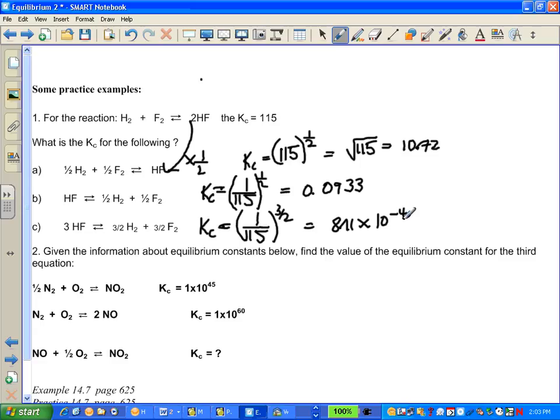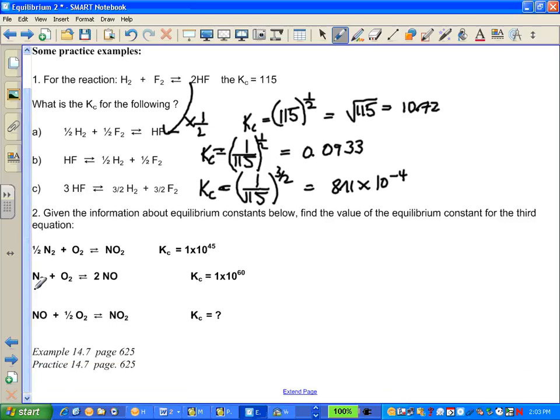So those are some straight manipulations, and it is important to be able to do those manipulations. But the next problem that we're going to look at is going to show you how all of this can actually be useful. This is the kind of problem that is quite common. You're given the equilibrium constants for a series of reactions. In this case, you're given the equilibrium constant for this reaction and the equilibrium constant for this reaction. Our goal is to be able to determine the equilibrium constant for this third reaction.